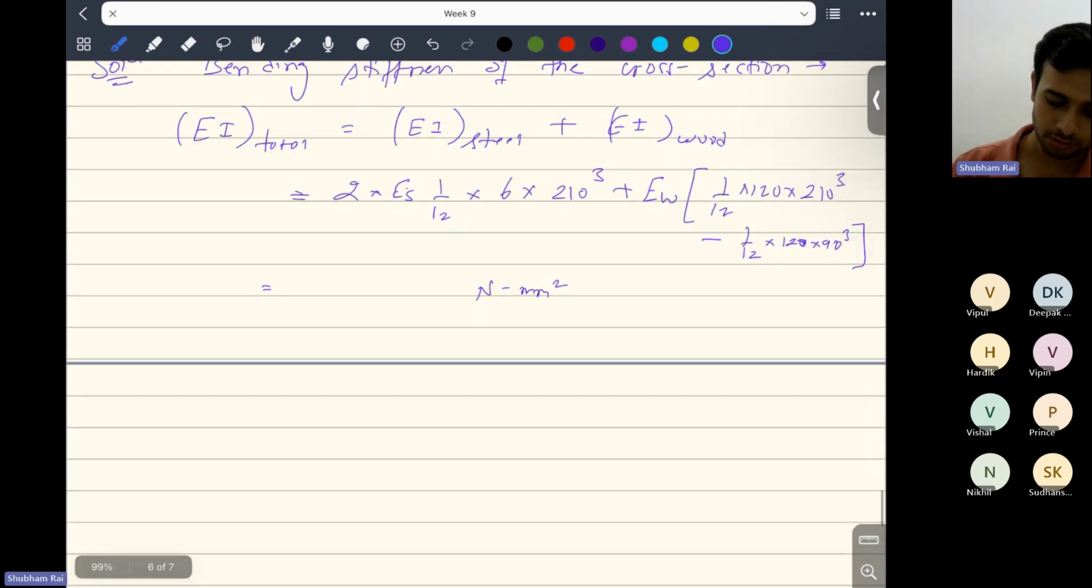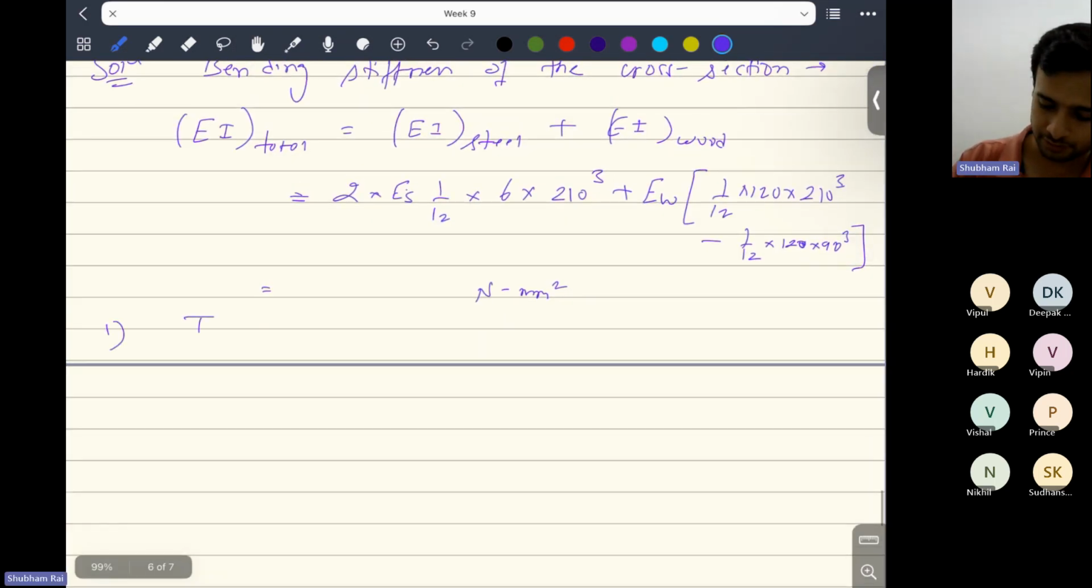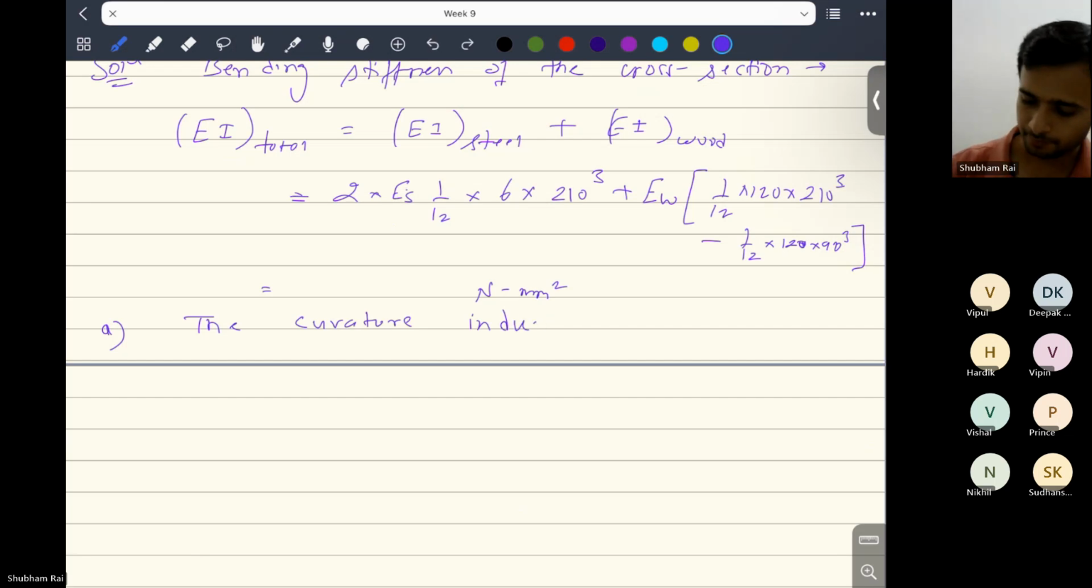Once you have the value of EI total, you can calculate the curvature. The curvature induced in the beam will be nothing but kappa. So that means Mz by EI total. So you have EI total, you have Mz, you can just find out the value.